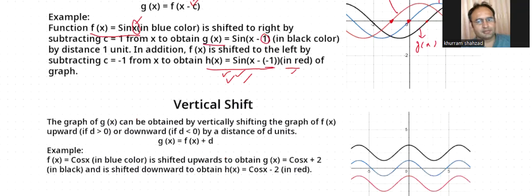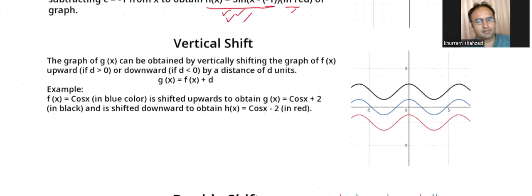Now, what is vertical shift? How can this graph be shifted vertically? The graph of g of x can be obtained by vertically shifting the graph of f of x upward if d is positive. So a graph can be shifted vertically in two ways. Either the graph can be shifted upwards or downwards. The graph will be shifted upwards if d is greater than 0, and downwards if d is less than 0.